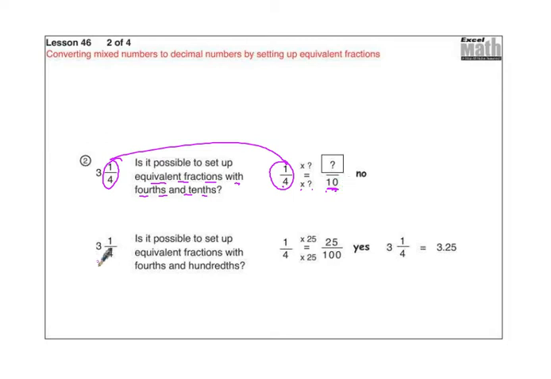And so then, since it doesn't go into tenths, we try it with hundredths. 4 times something is 100? Yes, 4 times 25 is 100. 4 quarters in a dollar, right? And so you multiply the numerator by 25 as well. 1 times 25 is 25. So 3 and 1/4 is the same thing as 3 and 25/100, and there's your 25/100 right there.